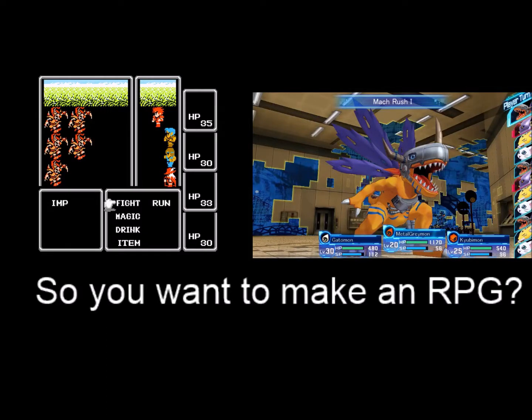So you want to make an RPG. It's a big question. Today we're going to look at two specific examples of an RPG battle system in order to get us thinking about what type of battle system we want in our own RPG. Once we make that decision, then we should start making it. It's going to make things a lot smoother. So let's dive in and take a look at these two.